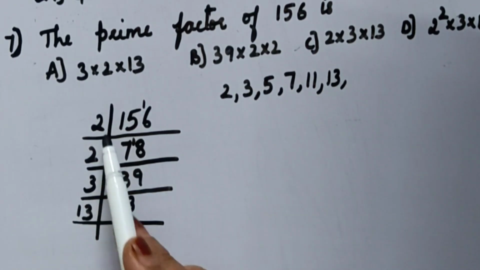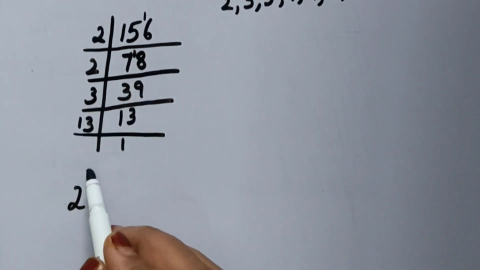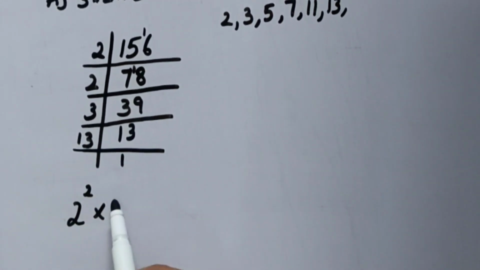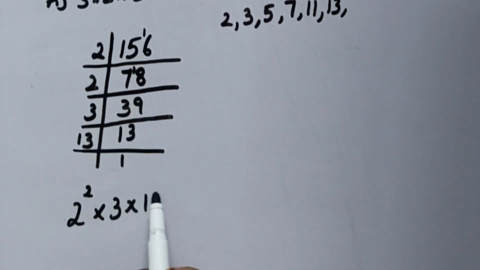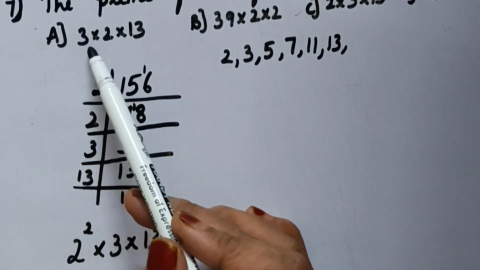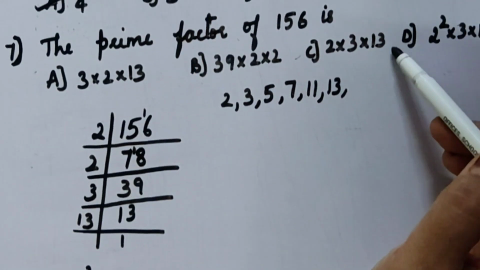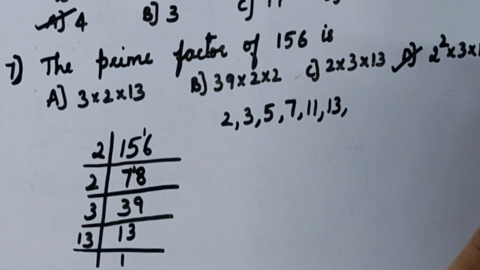Now these are the factors we got: 2 is written 2 times, then 3 is written only once, and 13. As you can see, 2 square into 3 into 13, and the correct option is D, students. Hope this is clear to you all.